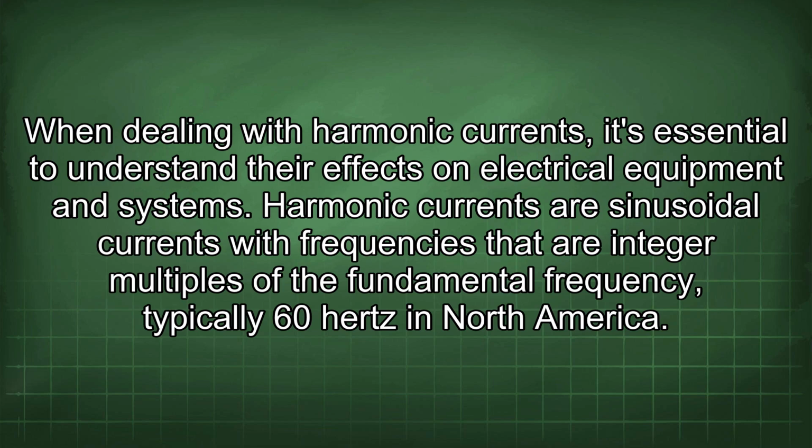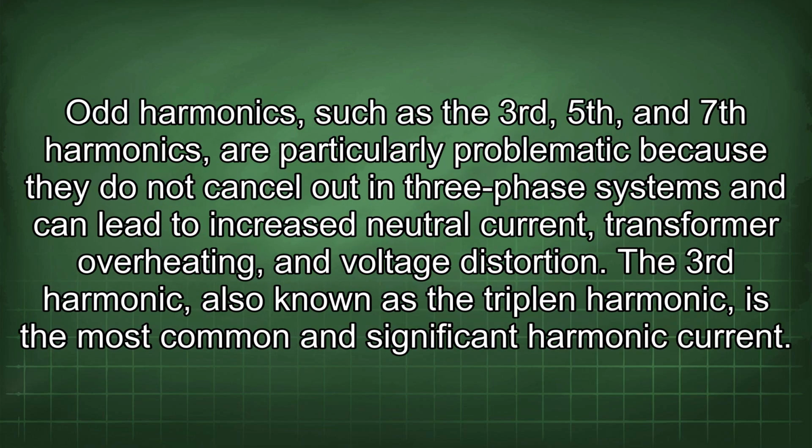When dealing with harmonic currents, it's essential to understand their effects on electrical equipment and systems. Harmonic currents are sinusoidal currents with frequencies that are integer multiples of the fundamental frequency, typically 60 Hz in North America. Odd harmonics, such as the 3rd, 5th, and 7th harmonics, are particularly problematic because they do not cancel out in three-phase systems and can lead to increased neutral current, transformer overheating, and voltage distortion.